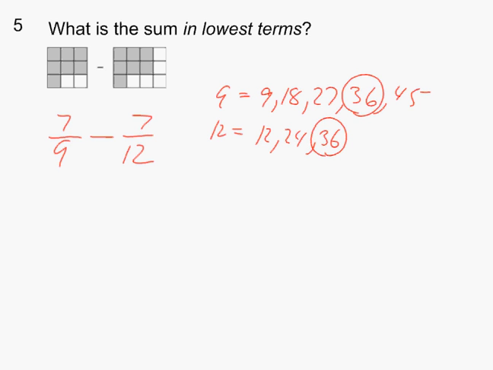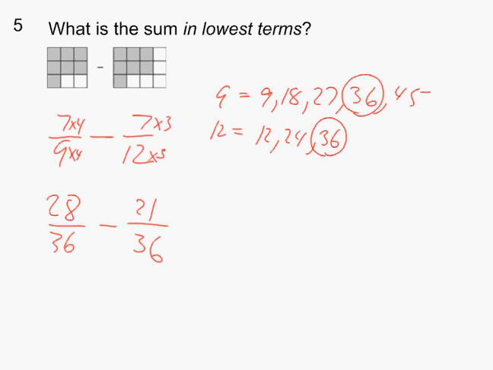Now, some of you might have used 108. That's not wrong. It just means when you get your answer, you're going to be working with bigger numbers and you have to reduce your answer in the end. But if we use 36 as a common denominator, then I would multiply this by 4 and this by 4. I get 28/36.